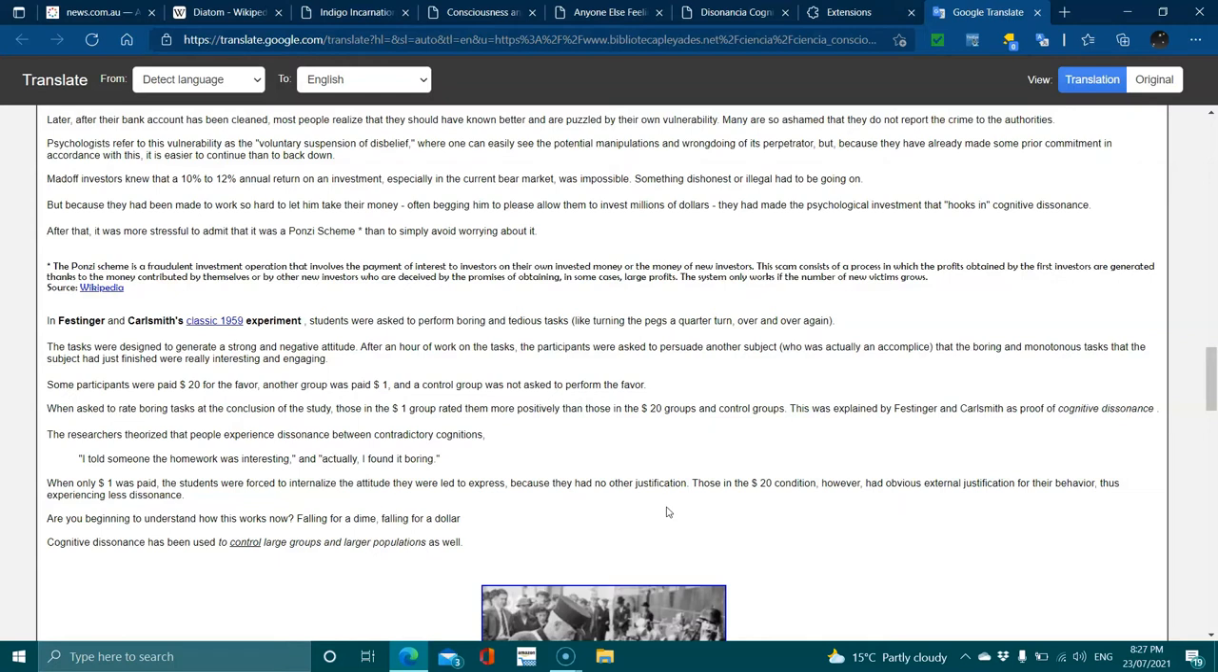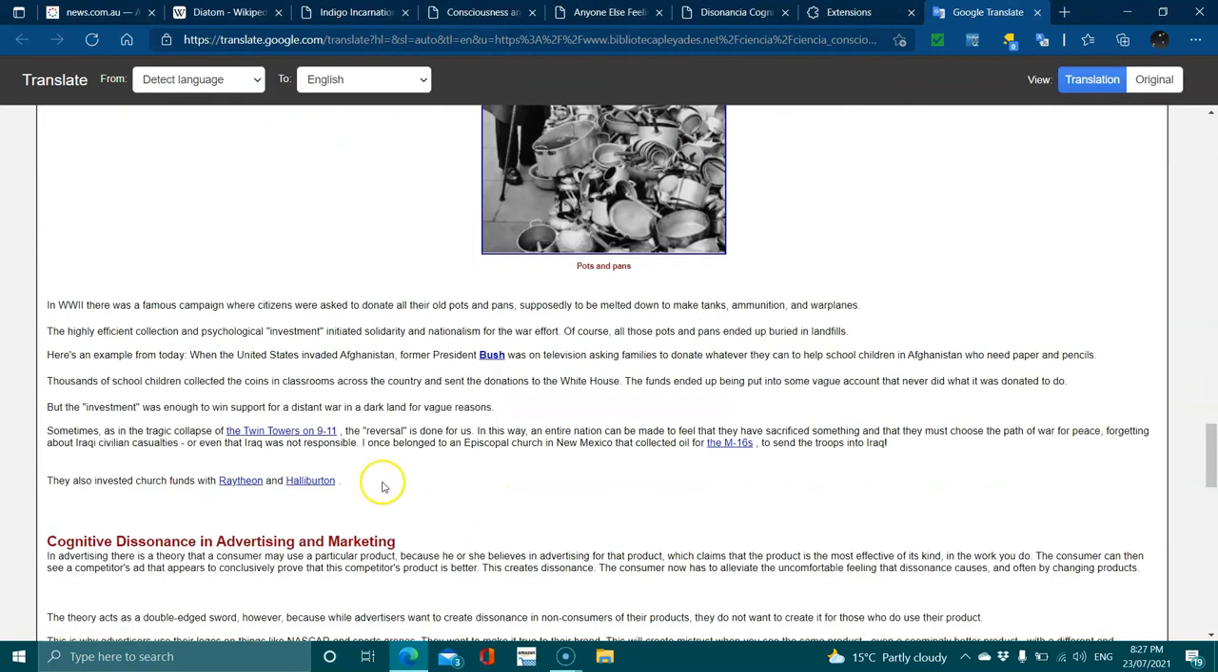Falling for a dime, falling for a dollar, cognitive dissonance has been used to control large populations as well. In World War II, there was a famous campaign where citizens were asked to donate their old pots and pans, supposedly to melt them down and make tanks, ammunition, and warplanes. The highly efficient psychological investment initiated solidarity and nationalism for the war effort. Of course, all those pots and pans ended up buried in landfills.